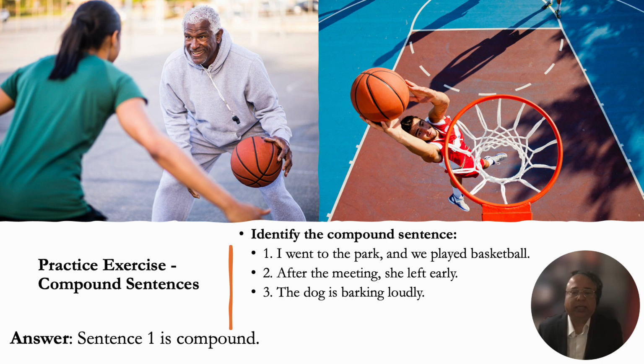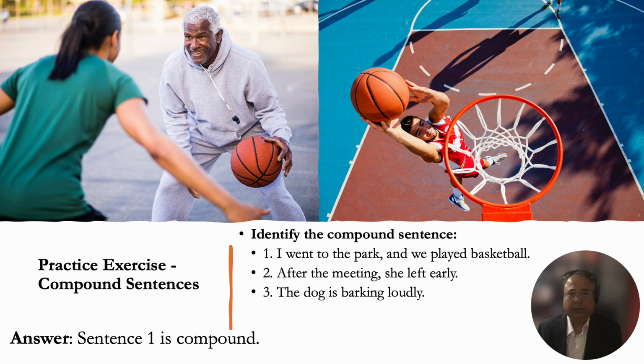But in the case of number 1, I went to the park. Okay, somebody went to the park. That's a complete idea. And we played basketball. That's another idea. So you could, if you remove the comma and the and in between, you would have two complete sentences. Like, I went to the park. That's one. We played basketball. That's another. And that is why sentence 1 is compound.